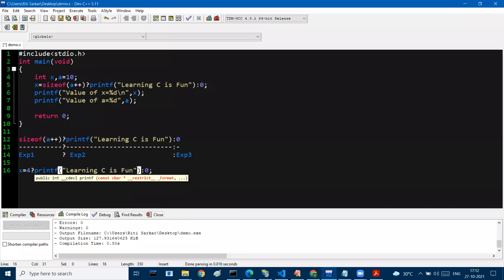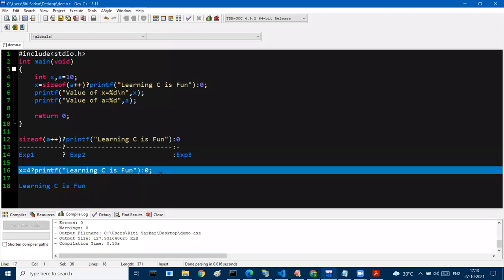This particular thing will be printed in the console. So that means in my output, we are going to get "Learning C is fun". But already we know that printf itself is a function. And it returns what? In the last session we have learned, guys, printf function returns what? Integer value. So here after printing this, what value will be returned here? Printing part is done. Now what value will be returned here?